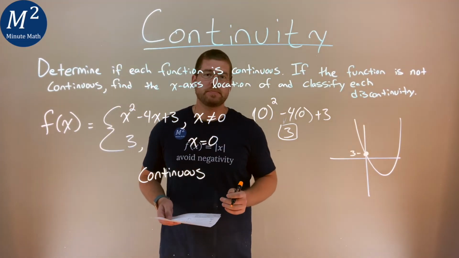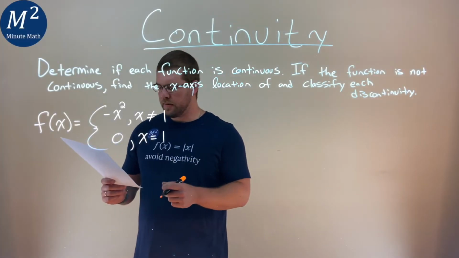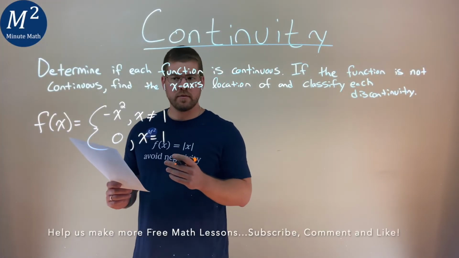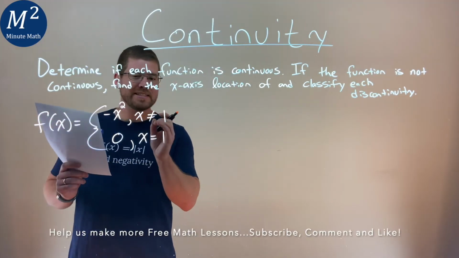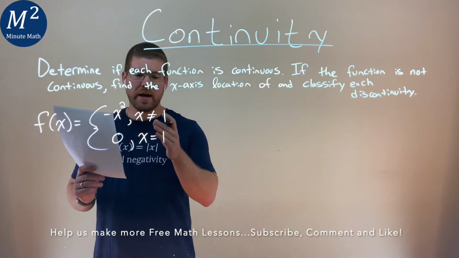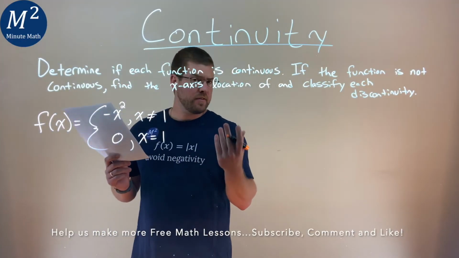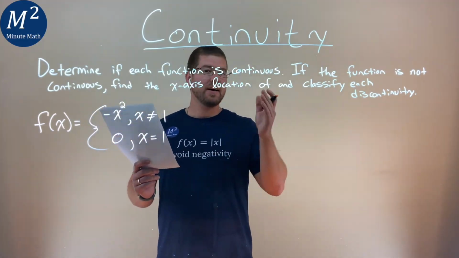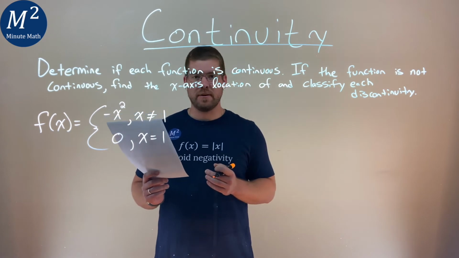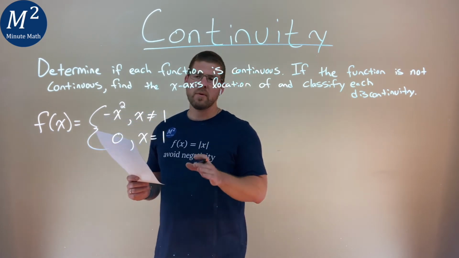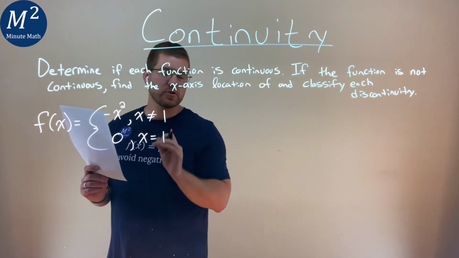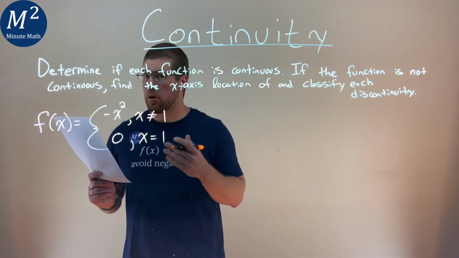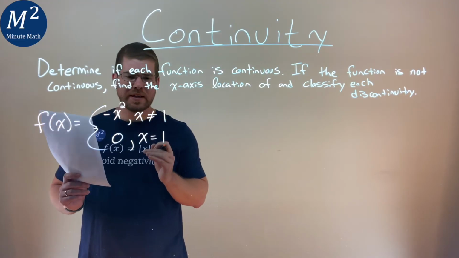We're given this function right here. f of x is equal to the piecewise function negative x squared when x is not equal to 1, and 0 when x is equal to 1. We have to see if this function is continuous, and if it's not continuous, find the x-axis location of the discontinuity and classify it. Well, one thing we know, if we don't have the domain restricted, both of these functions are continuous. Okay, they're both continuous functions.